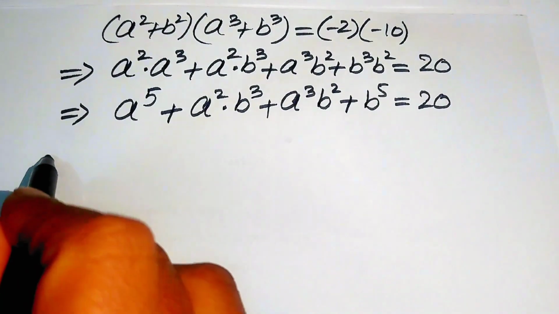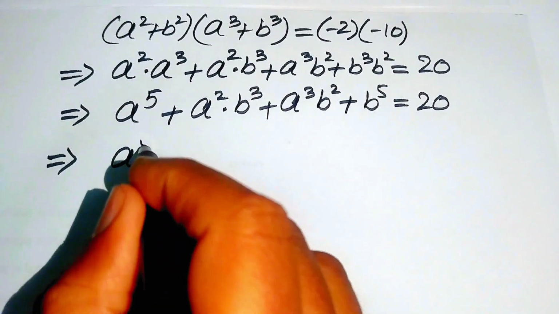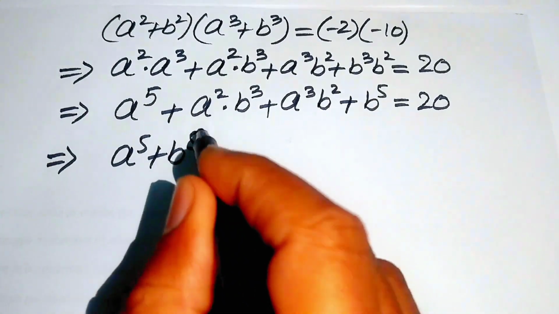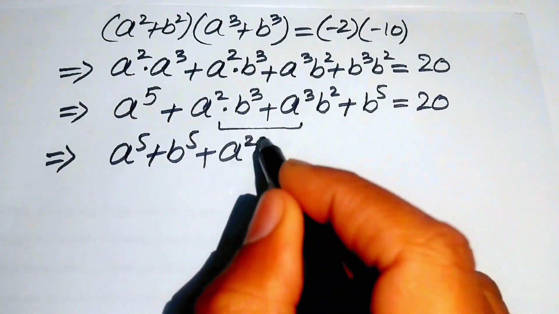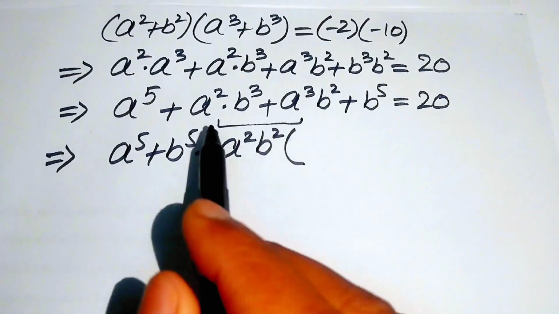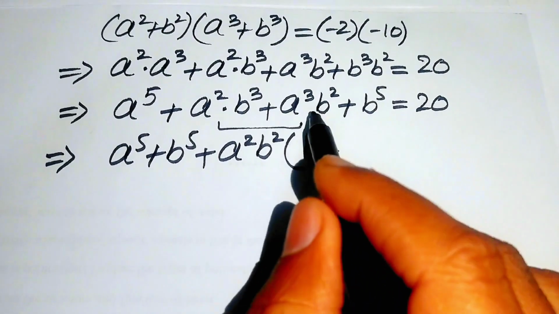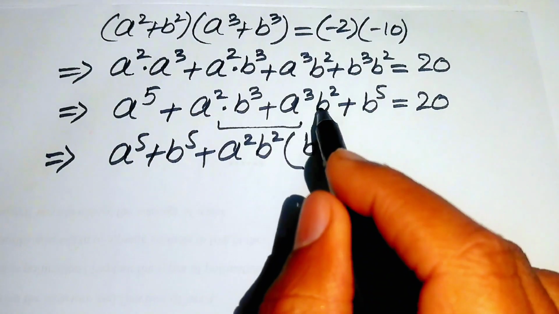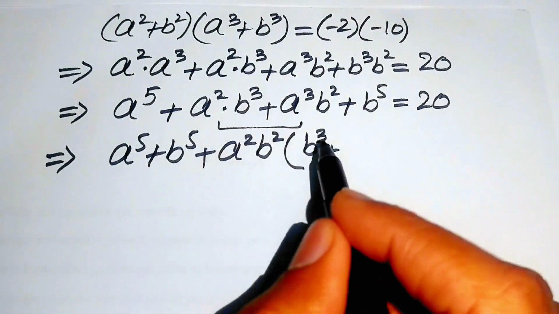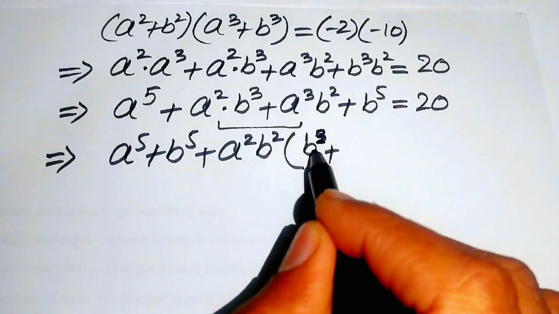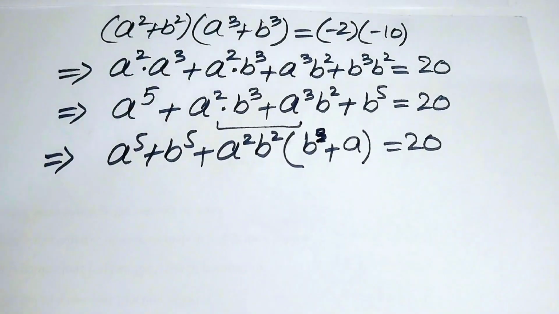Now in the next step we rearrange the terms and we combine a to the power of 5 and b to the power of 5, and from these terms we take common a square and b square. When we take common a square here, we get b cubed, and when we take common a square and b square, we obtain b in this case, and a in this case, and this whole equals 20.